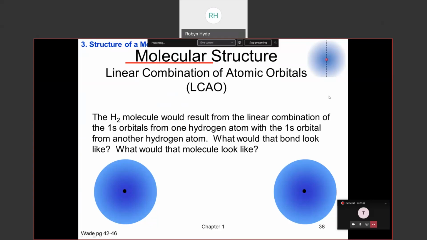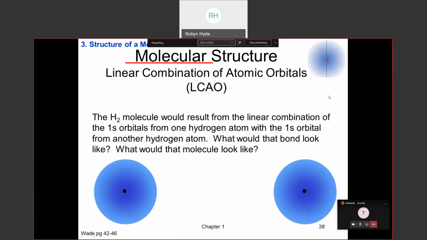So let's imagine the H2 molecule. That molecule results from the linear combination of a 1s orbital from one hydrogen with the 1s orbital from another hydrogen atom. Okay, so then that's what that molecule looks like. So what does the bond look like between the two atoms? What I have visualized up here is on the left a circle and on the right a circle. And so then when I form a bond, and maybe some of you can see me online, you can tell me later whether this is working or not.